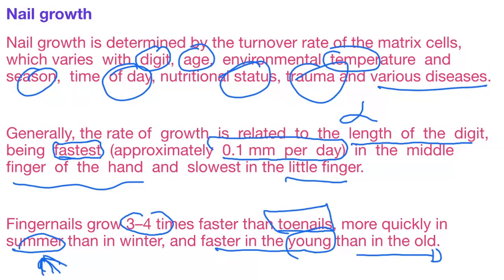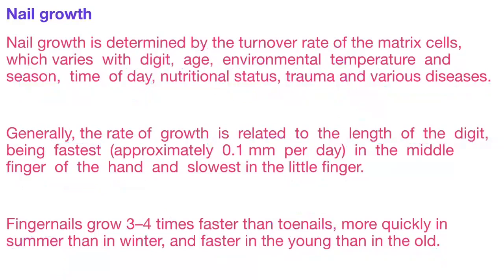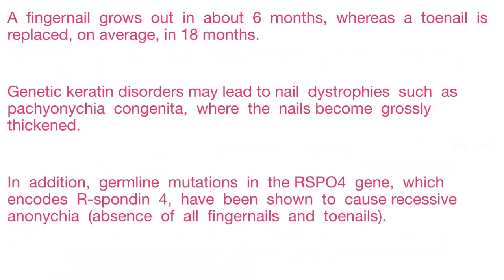They grow more quickly in summer and faster in the young than in the old. And also nails don't grow after death. Remember that. Fingernails grow out in about 6 months, whereas the toenail is replaced on average in 18 months. So in half a year a complete fingernail grows, whereas the toenail takes almost 1.5 years.